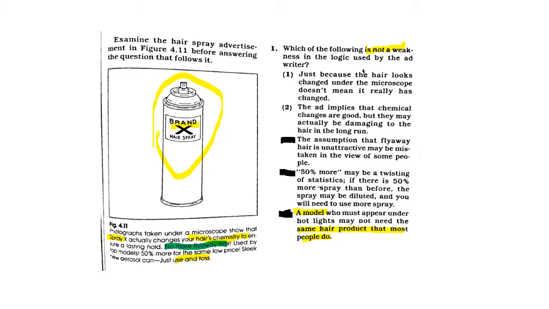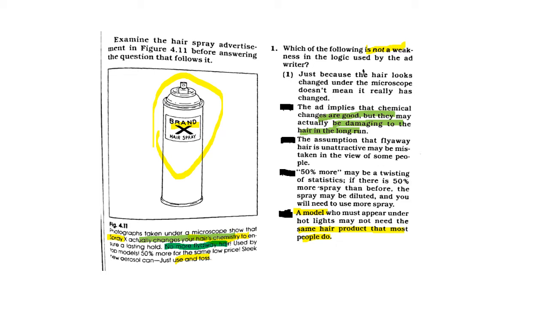Number 2. The ad implies that chemical changes are good. Look, it says, actually changes your hair's chemistry. But chemical changes may be damaging to your hair in the long run. If you change the formula of your hair, if you change what your hair is made from, then this might damage your hair. It might get weak. You might become bald later if all your hair starts to fall out. We don't know for sure that chemical change is good. So number 2 is a weakness.